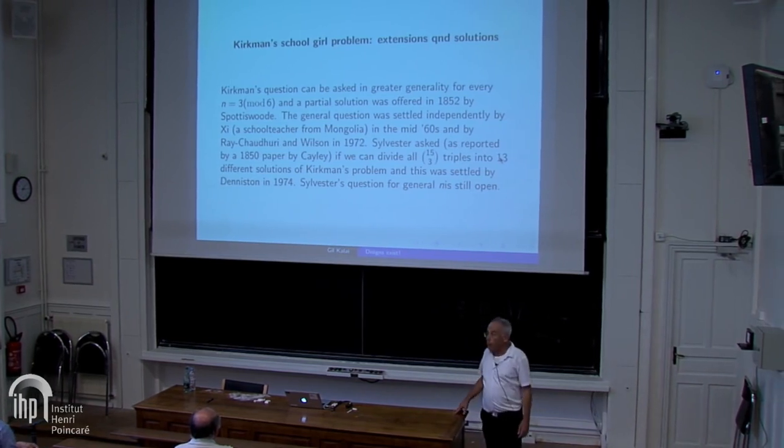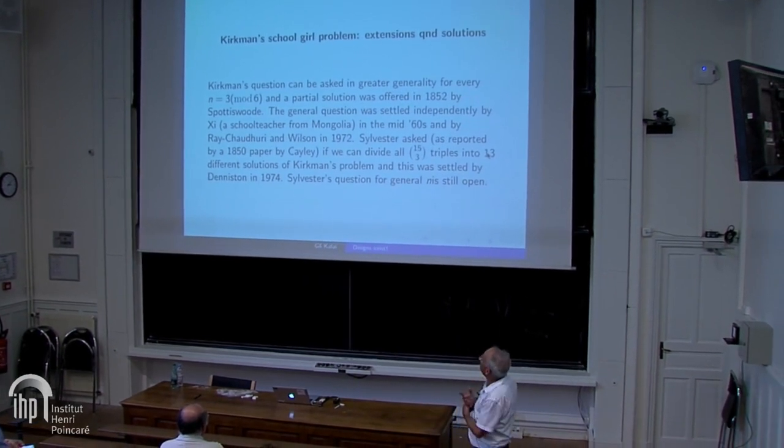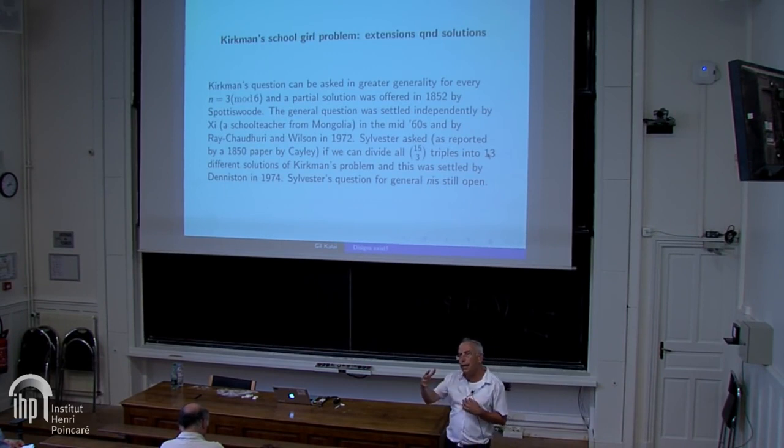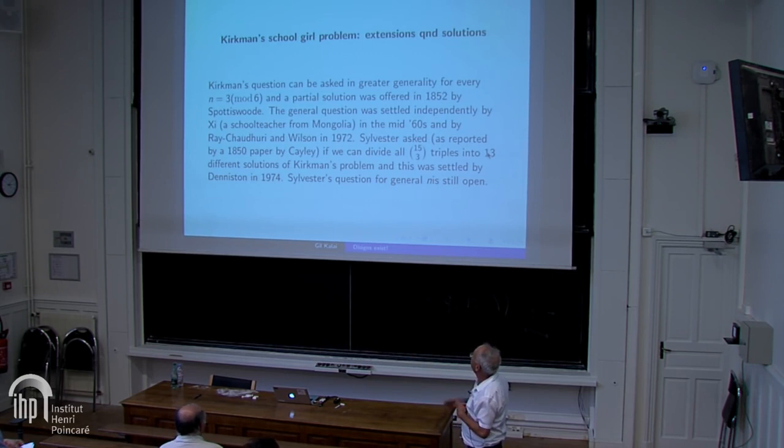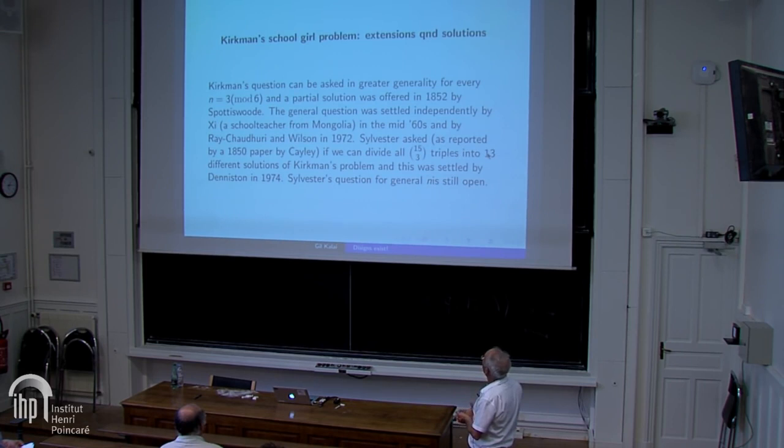And you can ask this question for any n which is 3 mod 6. This is a design with some extra structure, because you want the blocks of the design to be divided into what's called a matching. If you ask Kirkman's original question, you can ask it for every n which is 3 modulo 6. And surprisingly, it was not until about 100 years later that a solution was published for all n which are 3 modulo 6.